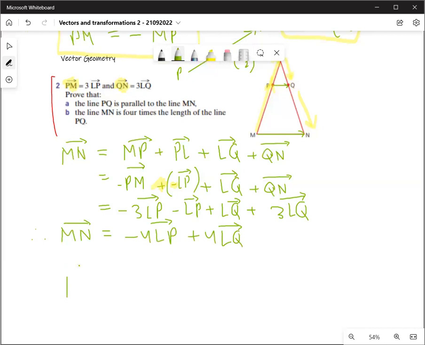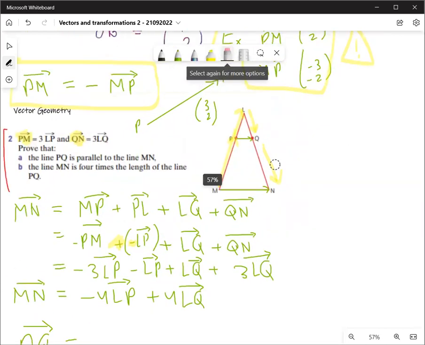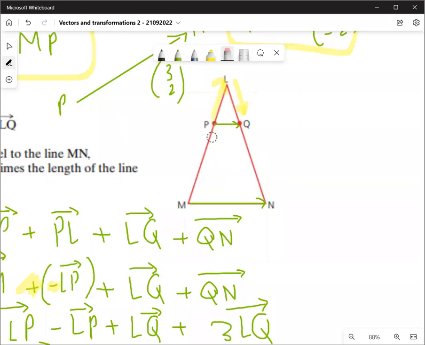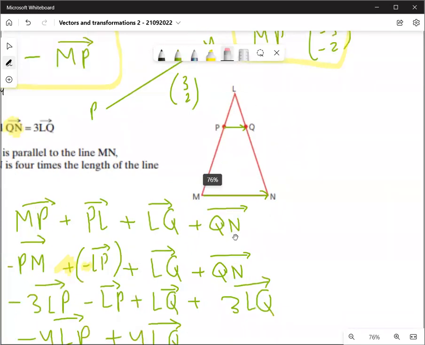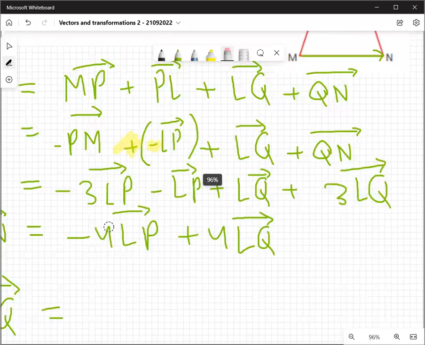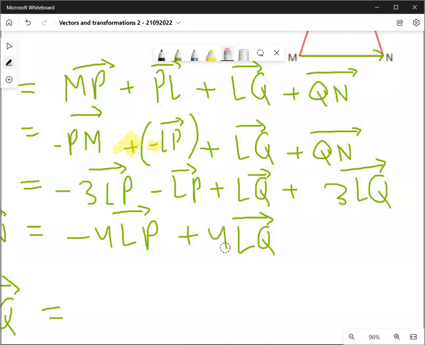The next thing was PQ. What is PQ? Now that's the next step. So let's forget everything about PMN. Where did you get the 4 from? Where did I get the 4 from? Minus 3 minus 1 is minus 4. 3 plus 1 is 4.